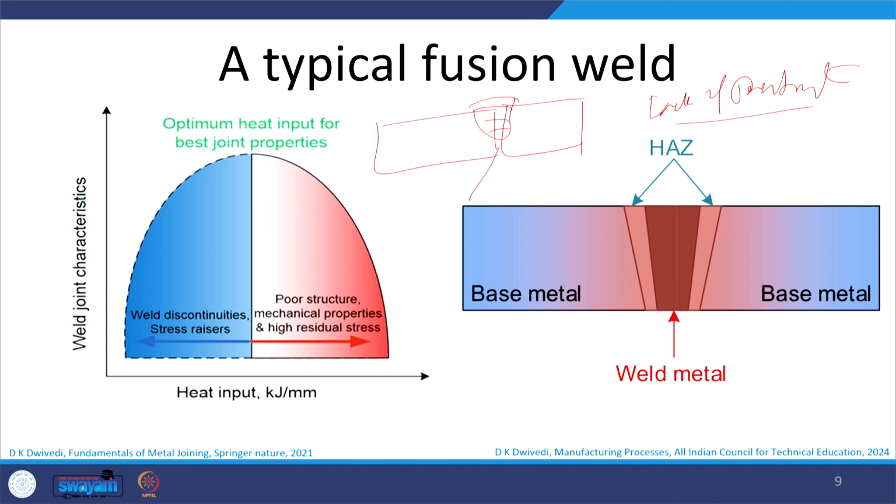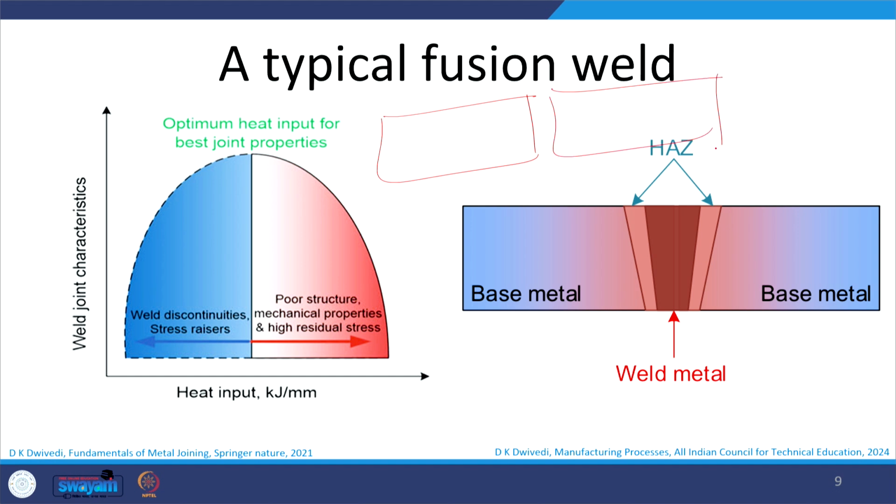Or if the heat being used is too much, then with excessive heat in the two components being welded, not just the weld zone will be very wide, but also the heat affected zone, the thermal degradation happening to the parent metal, will increase, and therefore HAZ properties are very badly compromised. Therefore, lower heat input will promote weld discontinuities, while higher heat input will promote HAZ degradation. So here the x axis shows the heat input, and the y axis shows the weld joint characteristics.